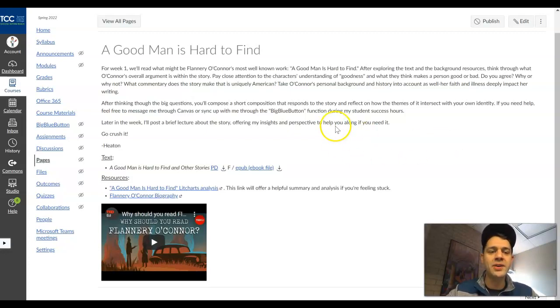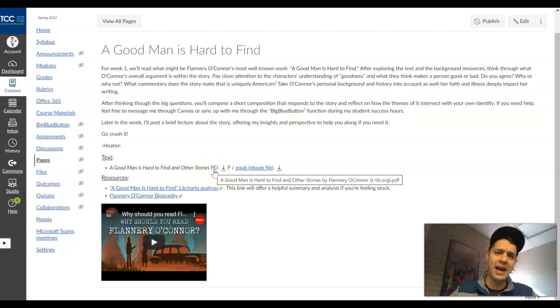Okay, so here's the text. And this is the whole, ooh, that's weird and wonky. This is the whole book. So we're going to be reading a few short stories from this book, A Good Man is Hard to Find, and Other Stories. That's the name of the book. And what we're reading this week is the specific story, A Good Man is Hard to Find. So if you want to access the PDF of that, you can click on it right there.